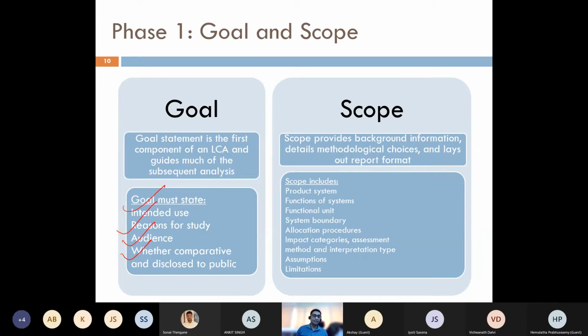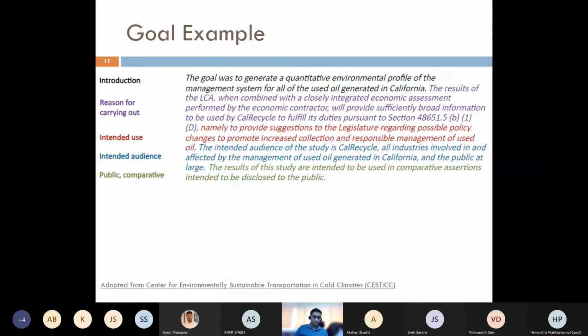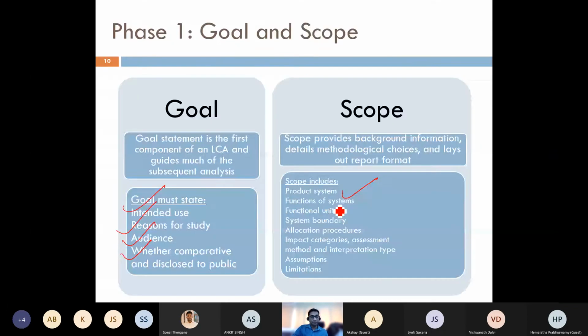And in scope, we define certain things like what are the different products we are trying to analyze. What would be the function unit? What would be the system boundary? What would be the allocation, impact categories? So we'll discuss all those things in the future slides. So these are something that we write down before we start an LCA.